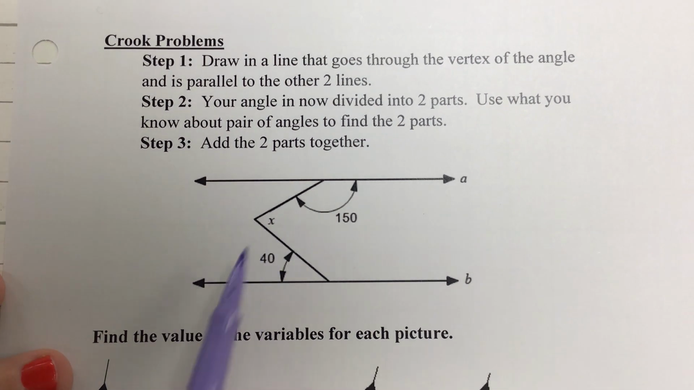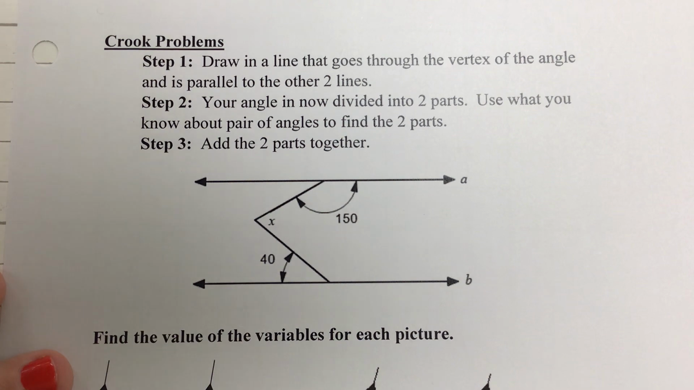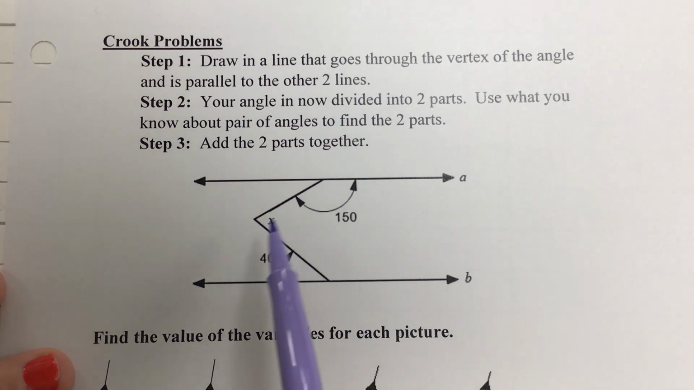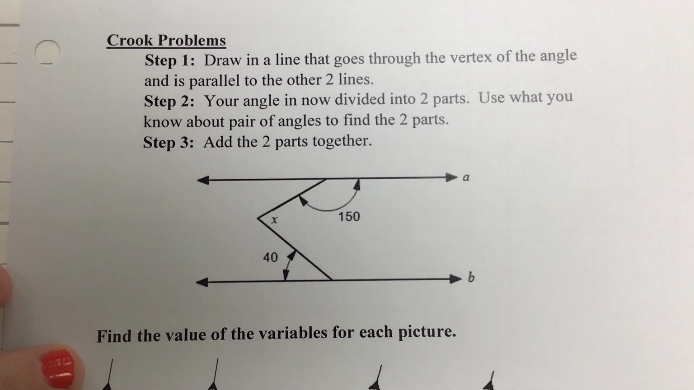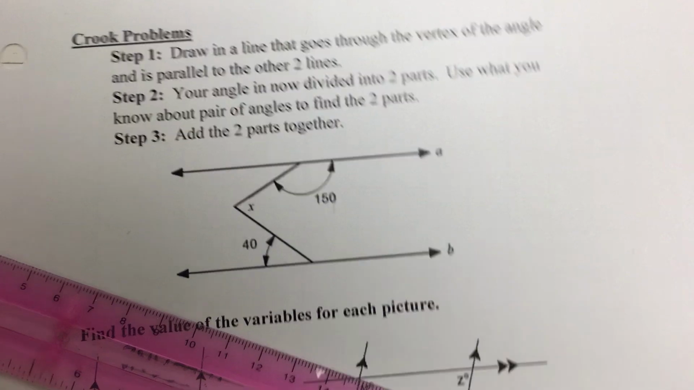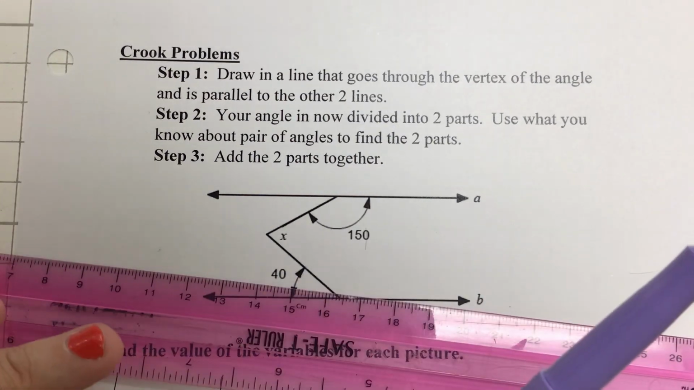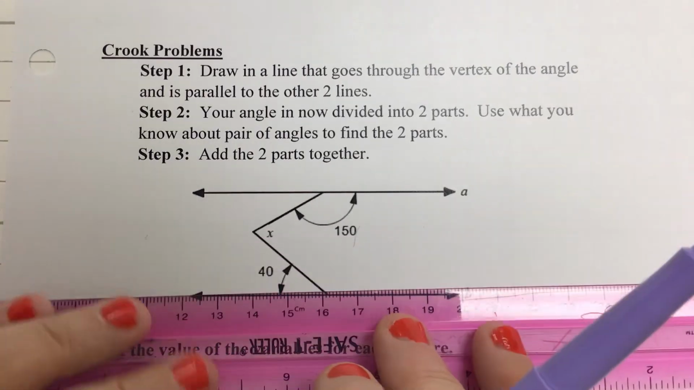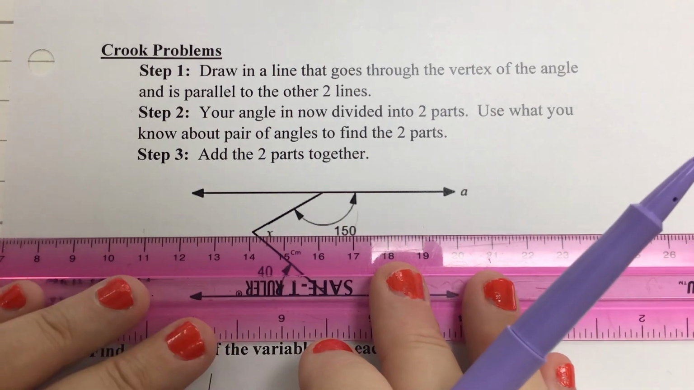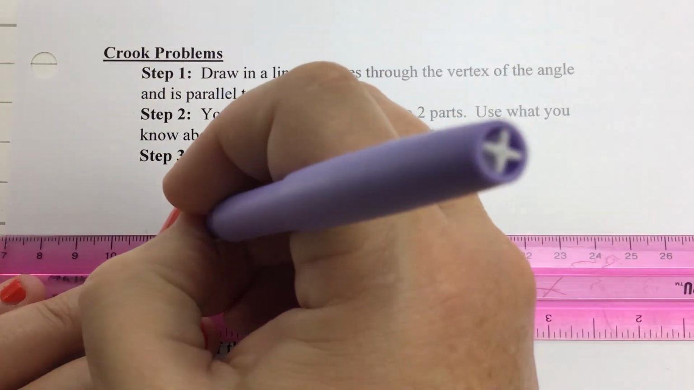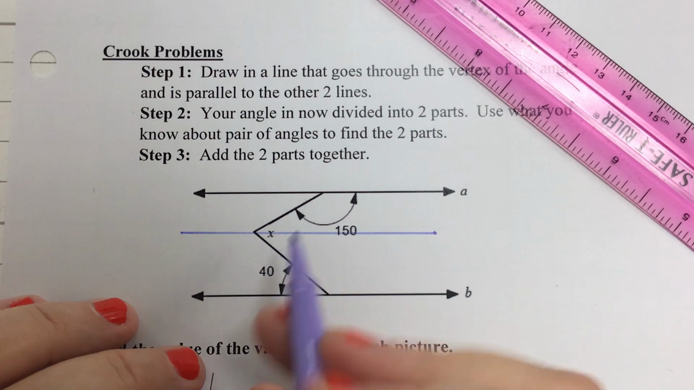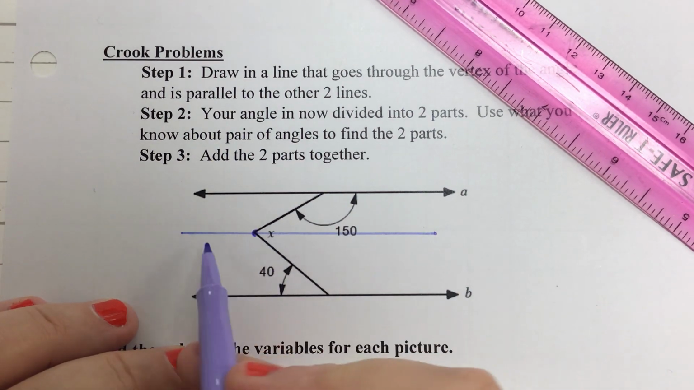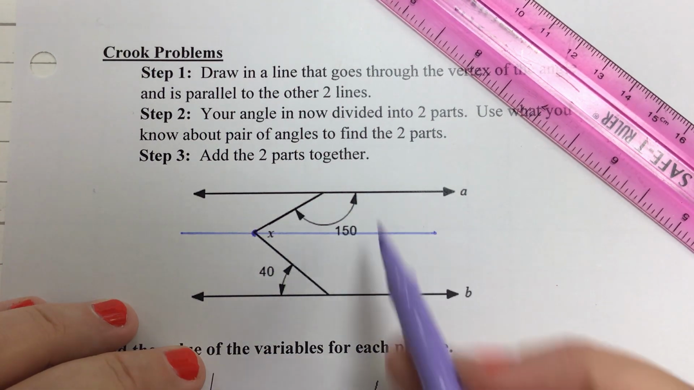So this first type is what it's commonly known as a Crook problem. What you're going to be doing is finding an angle like X somewhere inside of the picture here. So we're going to go through step by step what we should do. Step one, it says draw a line that goes through the vertex of the angle and is parallel to the other two lines. So if I line it up here, my line is going to go like this. Notice this is the vertex of the angle and it's parallel to the other two lines, in this case A and B.